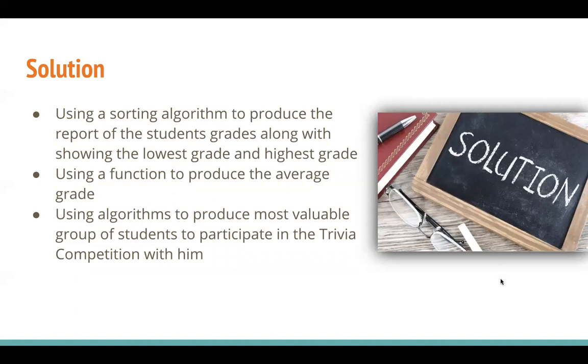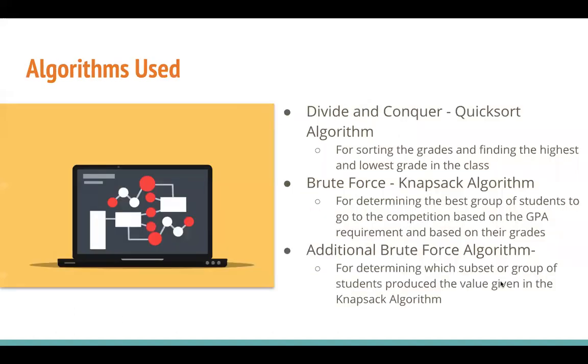Okay, so the algorithms that we used: divide and conquer through the quicksort algorithm, which helps us to sort the grades as well as finding the highest and lowest grade in the class. We also used brute force using the knapsack algorithm to help us to find the best and most valuable group of students to go with them to this competition. And we also used an additional brute force algorithm to help us to find which subset provided us with that most valuable group of students, which included their names and GPA and grades.